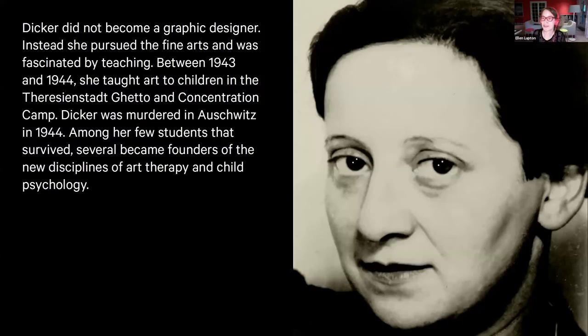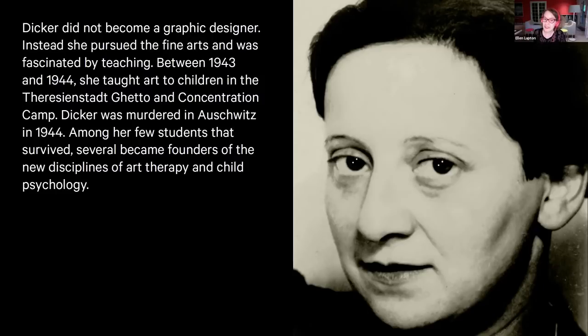Dicker did not become a graphic designer. She was much more interested in the fine arts. She did architecture, she did theatrical design. Between 1943 and 1944, she taught art to children in the Theresienstadt ghetto and concentration camp. She was a Jewish woman. And in 1944, she was deported and murdered in Auschwitz.